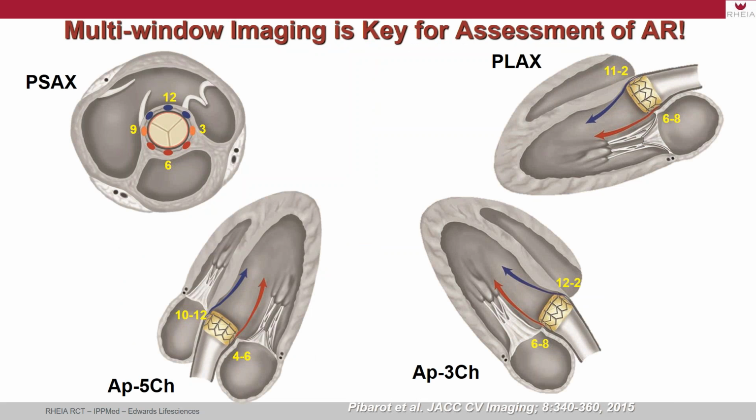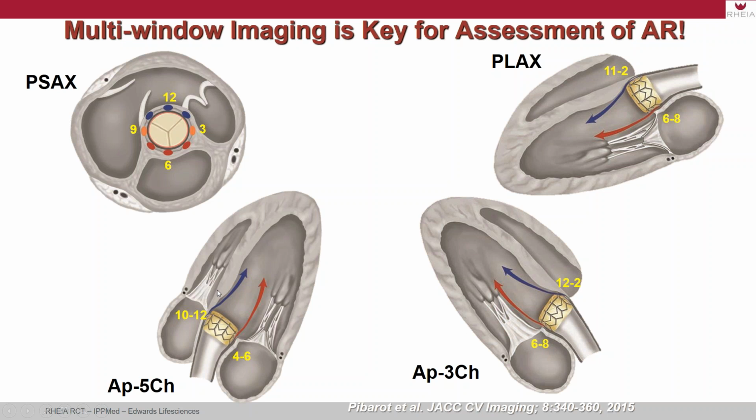And then this slide is to emphasize the importance of multi-window imaging for the assessment of AR. Of course, we will be very interested in assessing and grading the severity of AR, again, transvalvular and paravalvular, before and after AVR. And so we need multiple views and multiple planes with color Doppler to assess the jet. So the parasternal short axis is extremely important, parasternal long axis as well.